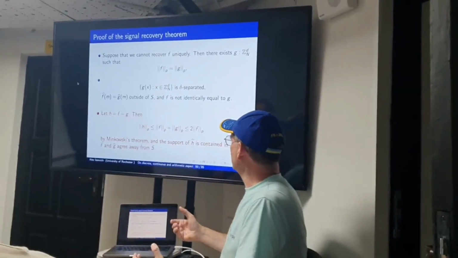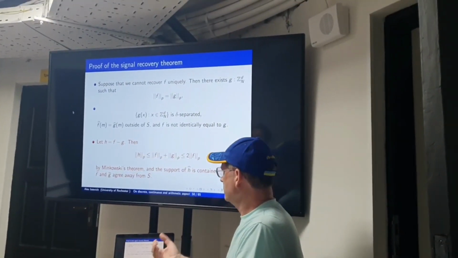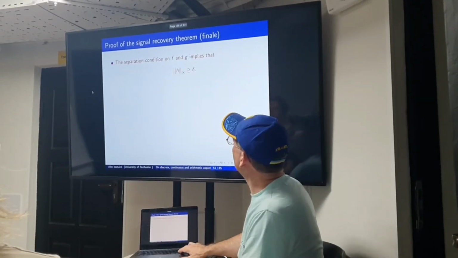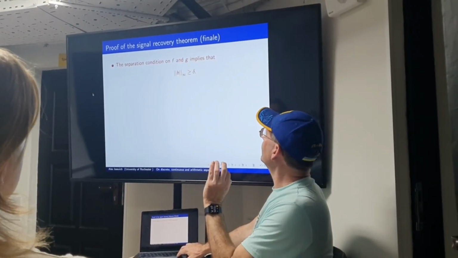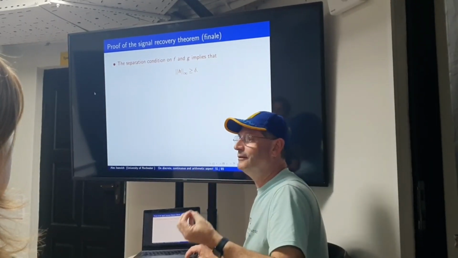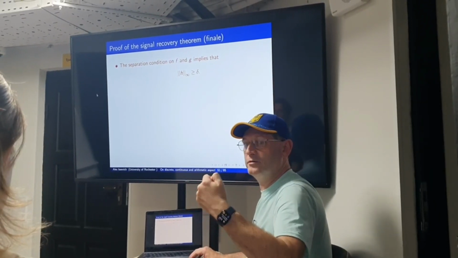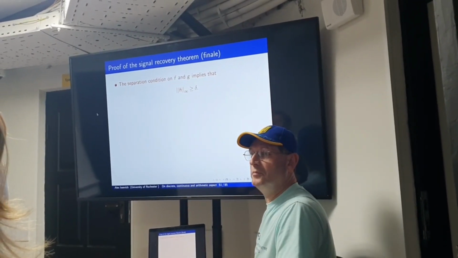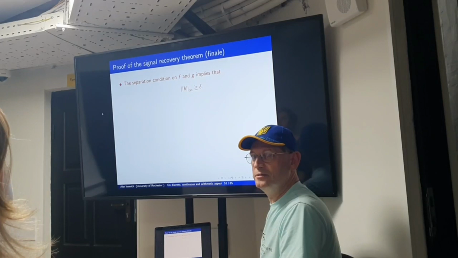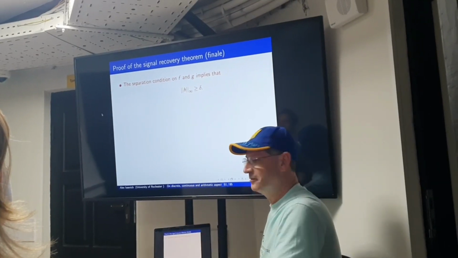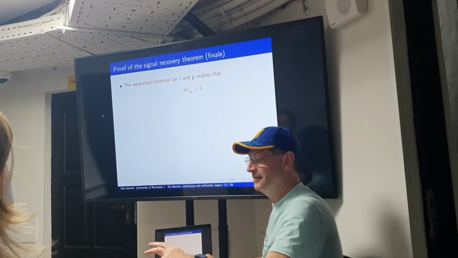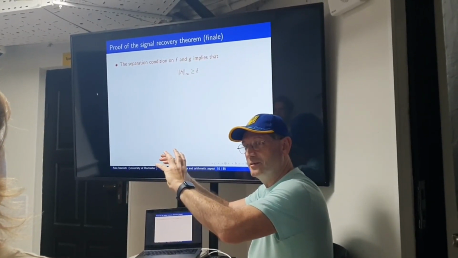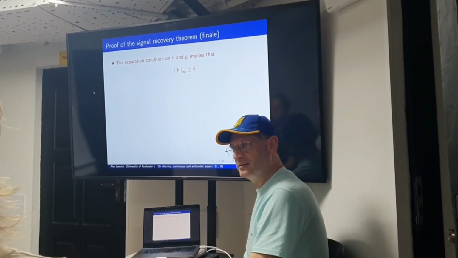And we also know that the support of H hat is contained in S, since F hat and G hat agree away from S. This is cool? All right. So now, here is the point. Why did we assume that the set F of X is delta separated? Because that tells us that the L infinity norm is at least delta. Do you see why? Because it could be that the G cancels the largest values of F. But this tells us that it's going to be at least delta.